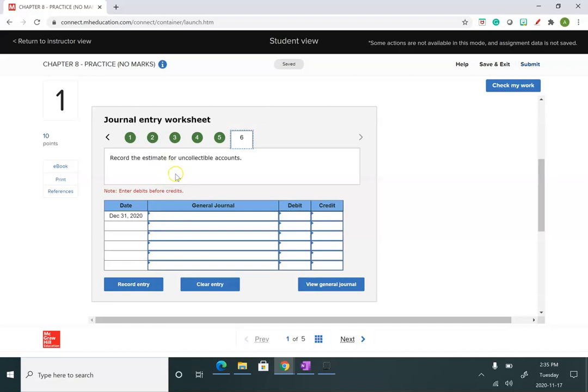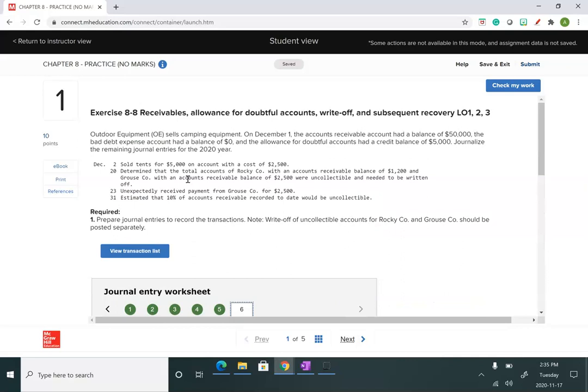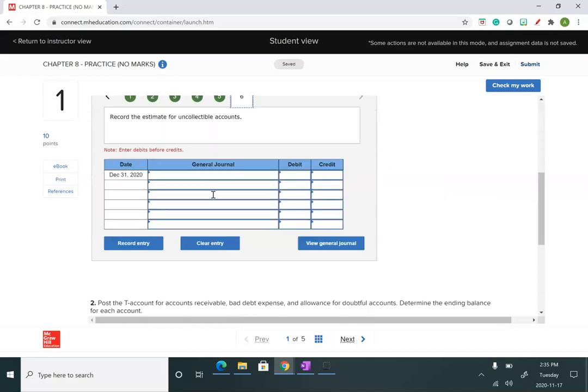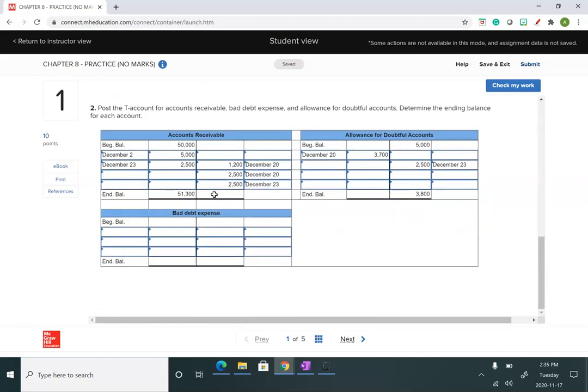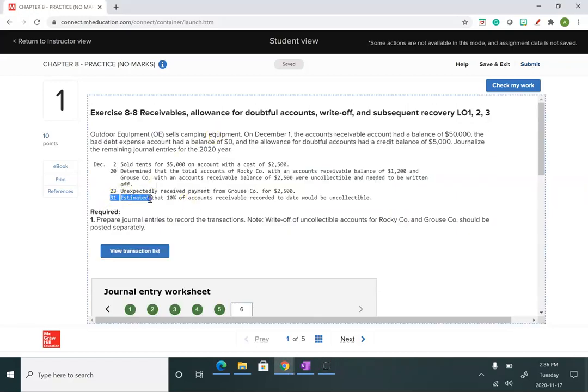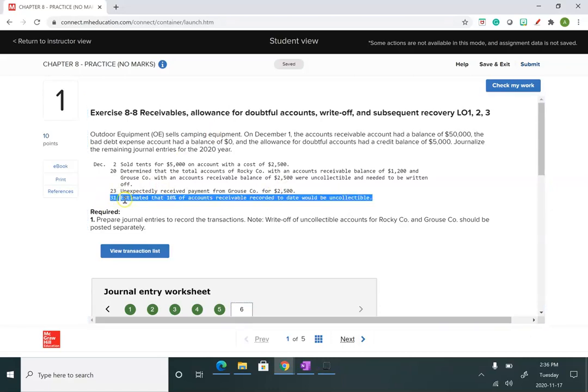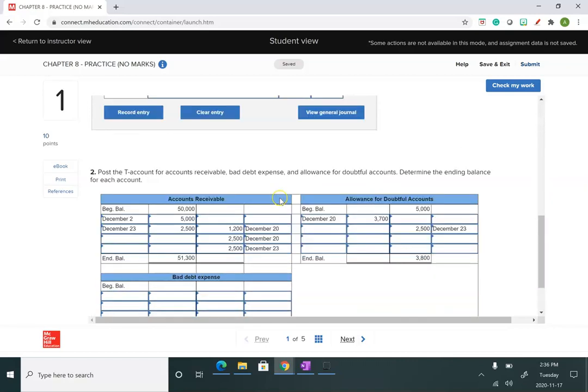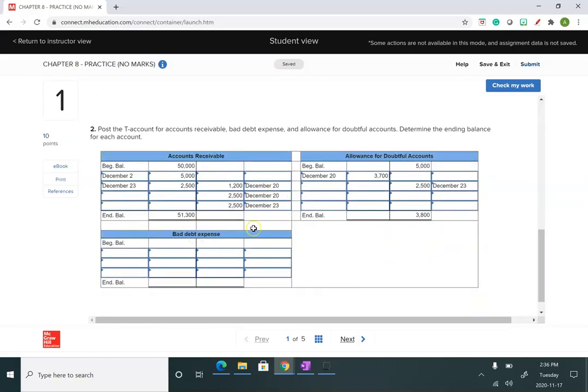And then record the estimate for uncollectible accounts. And they say the way that we do that is, let's see here. I need to find that. Okay, I should just learn to read what's right in front of me. So it says on December 31st, estimated that 10% of the accounts receivable recorded to date would be uncollectible. So what they mean is, I'm just going to take a snapshot of this and then move it into my OneNote, and then I'll show you how to make that calculation because it's pretty important.